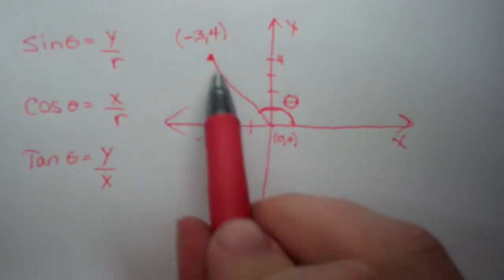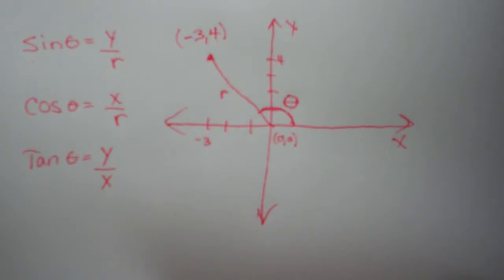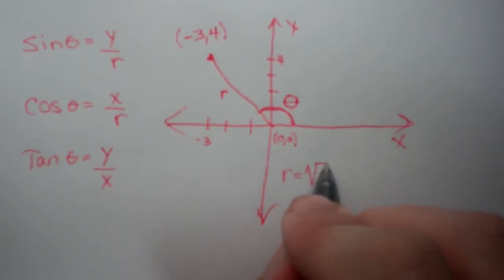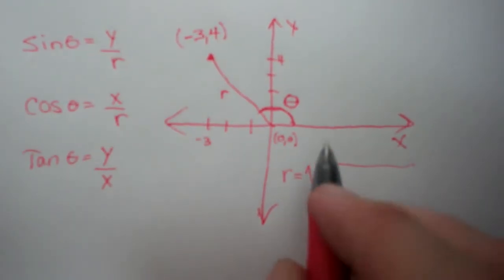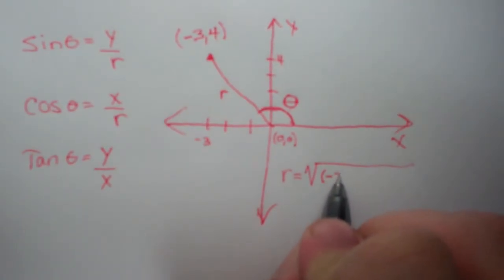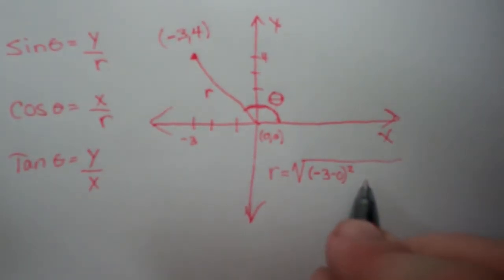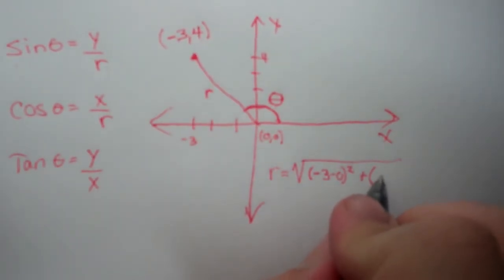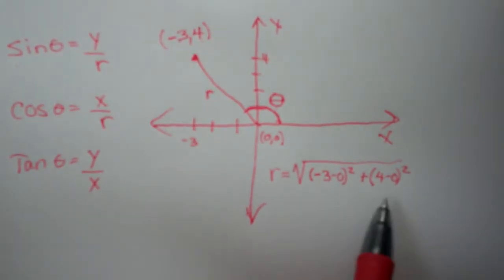Let's use the distance formula to find the distance from this point to this point, something that you should have learned in geometry. Okay, so the distance between those 2 points, r, is equal to the square root of these x values subtracted from each other, so that's -3 minus 0 squared. And now I'm going to add these y coordinates subtracted from each other, so that's 4 minus 0 squared. This is the distance formula.